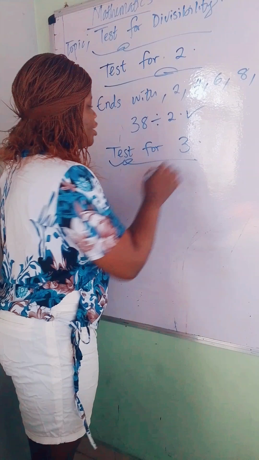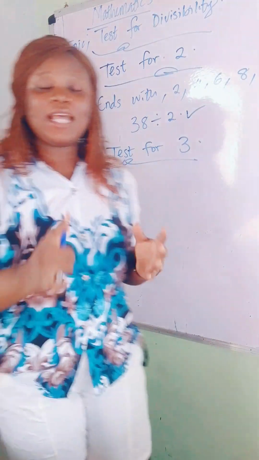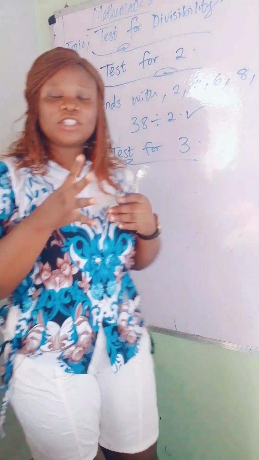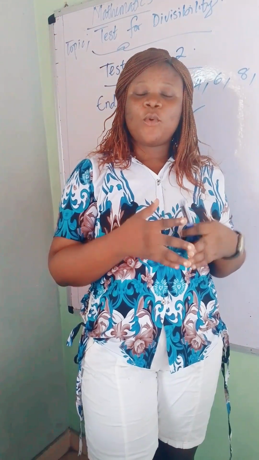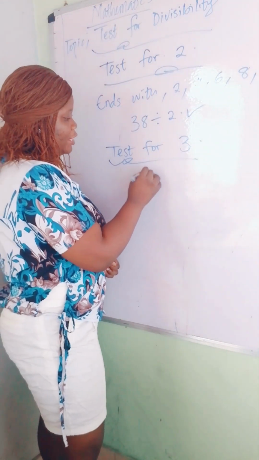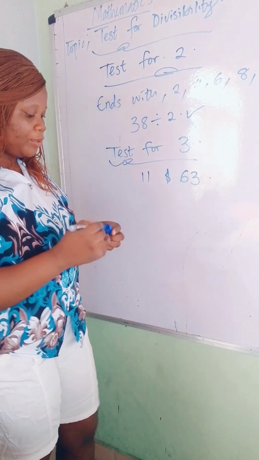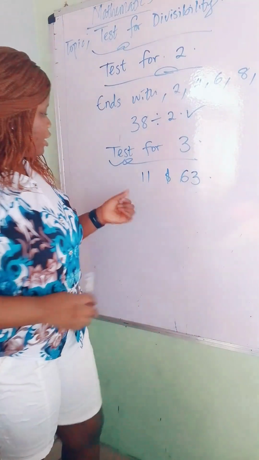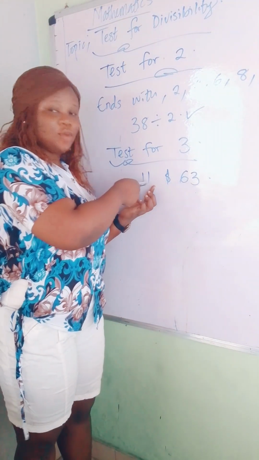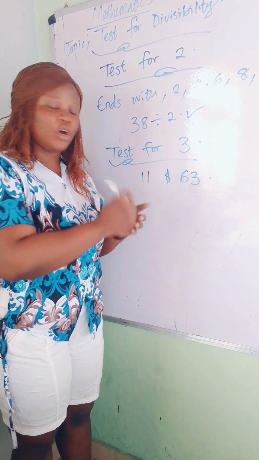Test for number 3. The rule for checking if a number can be divided by 3 is you add all the digits together. The result must be in your 3 multiplication table. What do I mean by that? For example, I have 11. All I need to do is add up 11, that is 1 and 1. 1 plus 1 is 2.